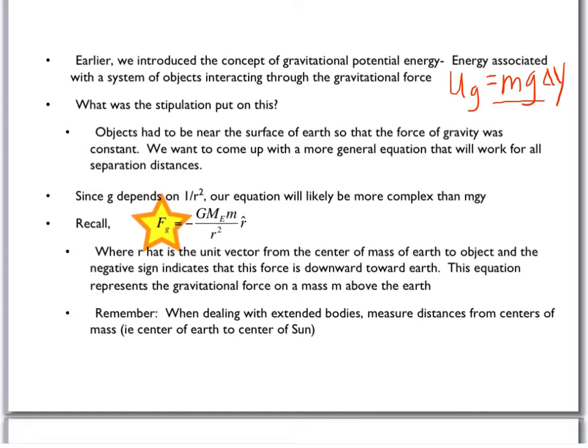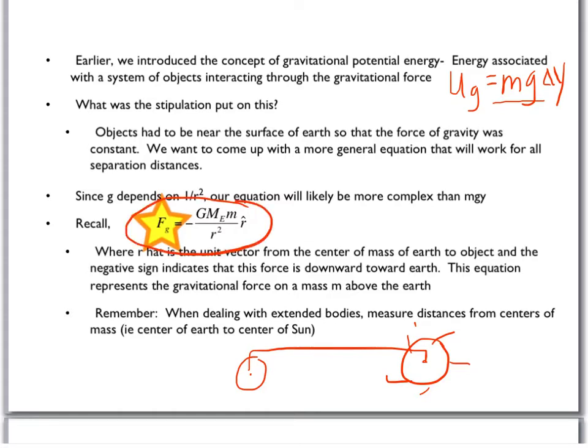This equation represents that gravitational force on a mass m above the Earth. So remember, when dealing with these extended bodies or objects, we always want to measure distances from the center of mass. So for example, if we were looking between the Earth and the Sun, we would want to choose the center of mass of the Earth and the center of mass of the Sun and measure our distances that way. So this equation we had already seen in looking for that gravitational force between those masses.